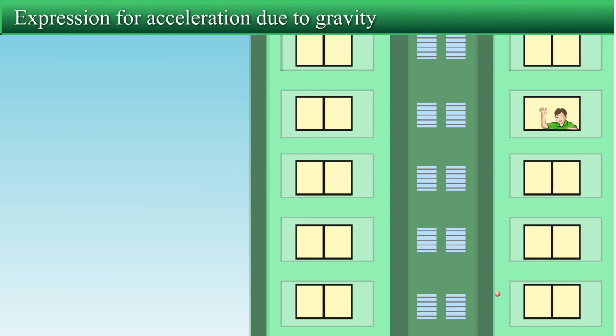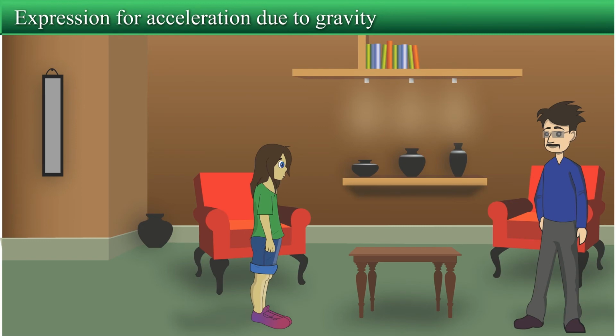Tell me, how will you determine how long it will take a free-falling object to reach the Earth's surface from a specific height? To calculate the time taken, I need to know the acceleration due to gravity. Yes, you are correct. Let us derive an expression for acceleration due to gravity.